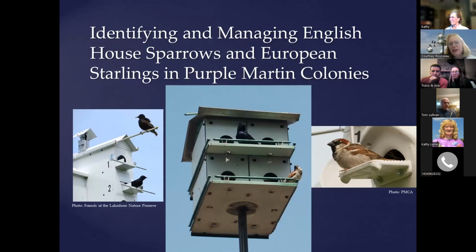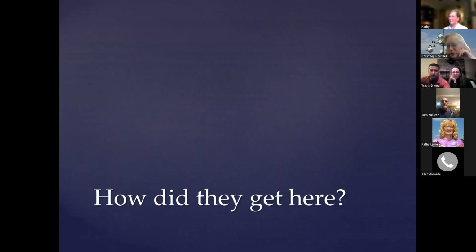So our topic for tonight is going to be one that can be difficult for some people. What we're going to do is discuss English house sparrows and European starlings, specifically in purple martin colonies. So the first part we're going to be talking about is how did they get here?